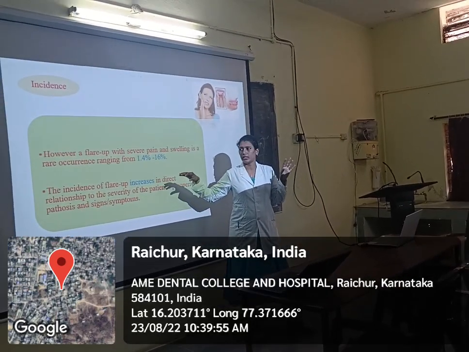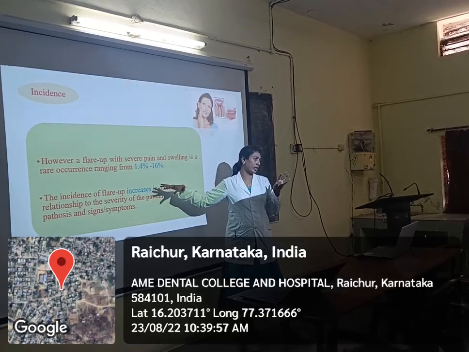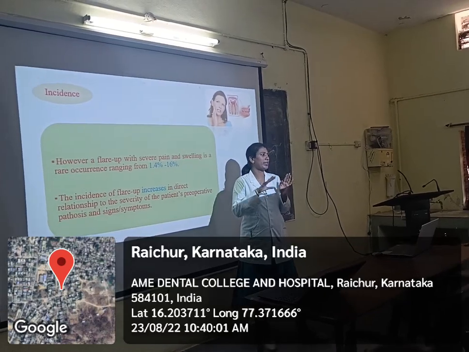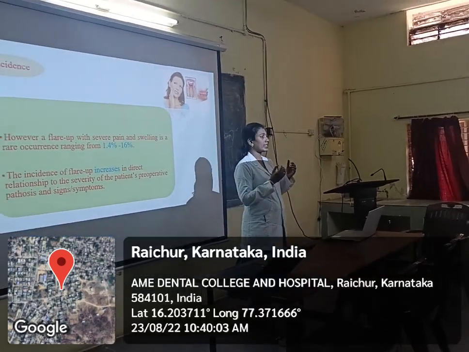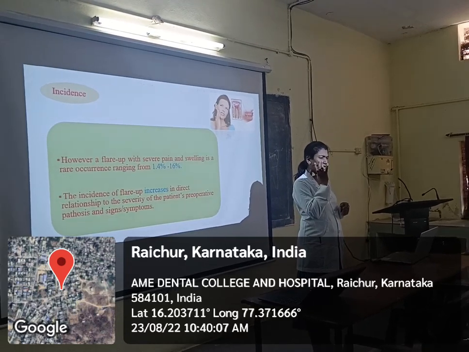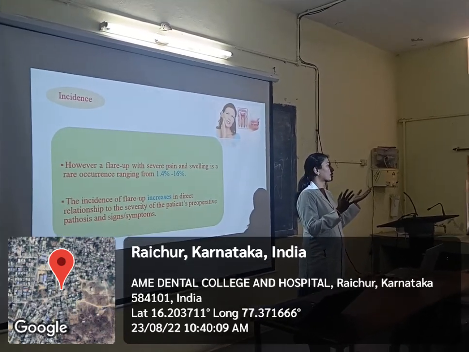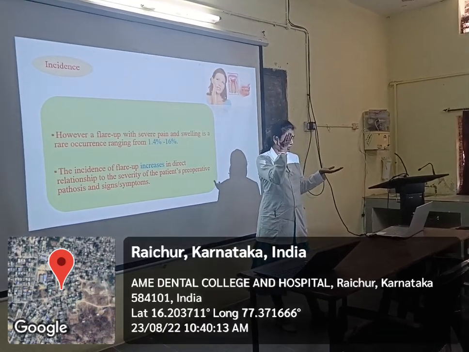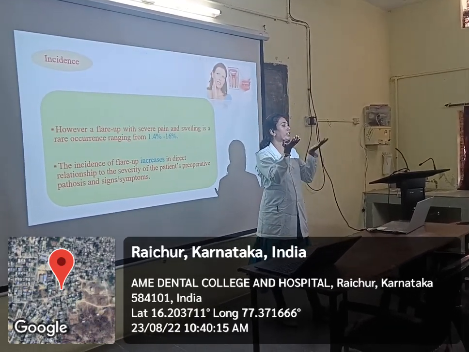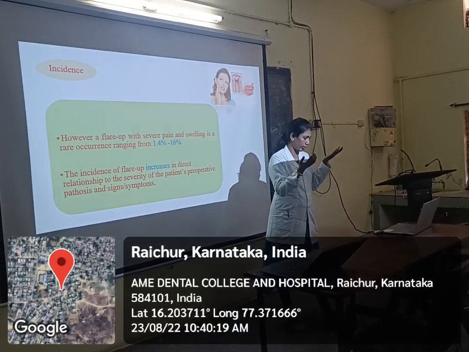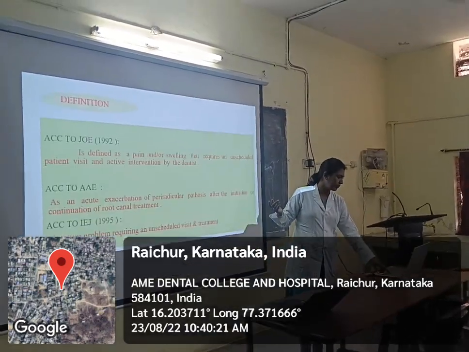The patient comes. The percentage to what extent we could see the flare-up is 1.4 to 1.6%. And this flare-up is directly proportional. Means if there is previous pain before initiation of root canal treatment, if the patient is with severe pain, then there are chances of getting flare-ups. Directly proportional means if there is severe pain before the treatment, then there might be chances of getting flare-ups in between the treatment as well. Thereafter, this is directly proportional. Okay, you got till here, right?